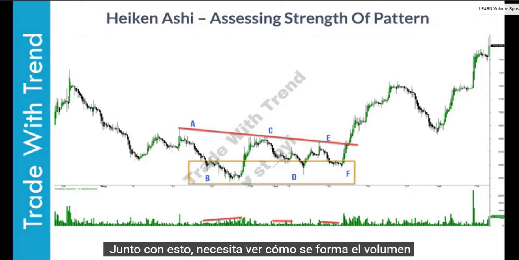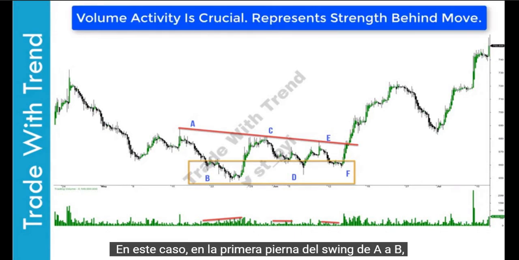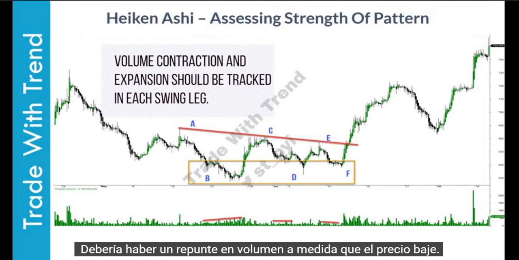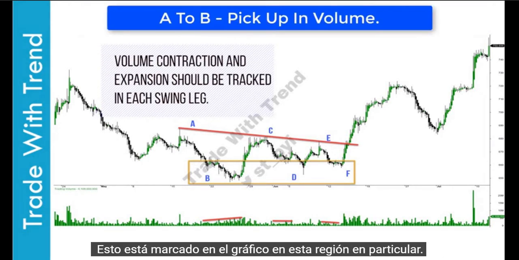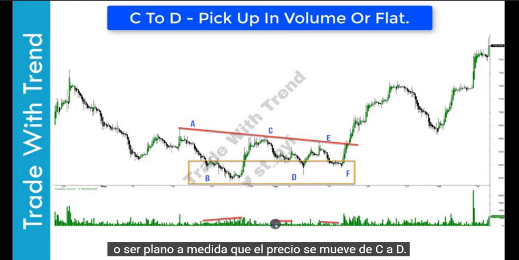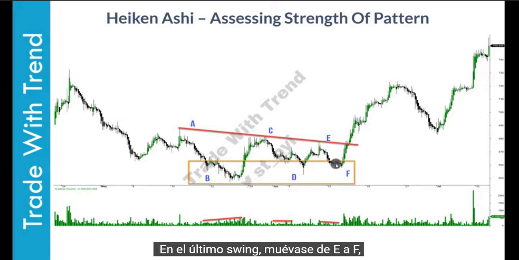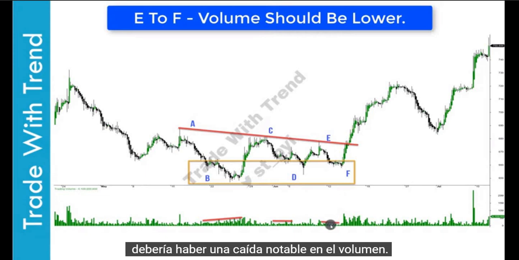Along with this, you need to see how volume shapes up in each swing leg. In this instance, in the first swing leg from A to B, there should be pickup in volume as price moves lower. This is marked on the chart in this particular region. Followed by this, volume can either fall or be flat as price moves from C to D. There should be some increase in volume as price moves from B to C and from D to E. In the last swing move from E to F, there should be notable drop in volume.